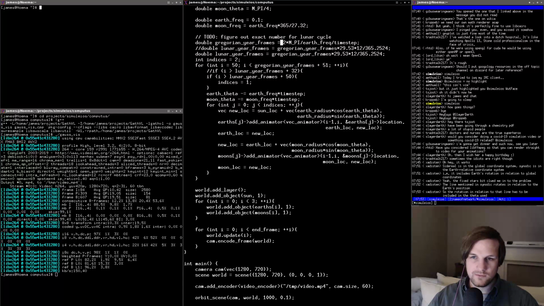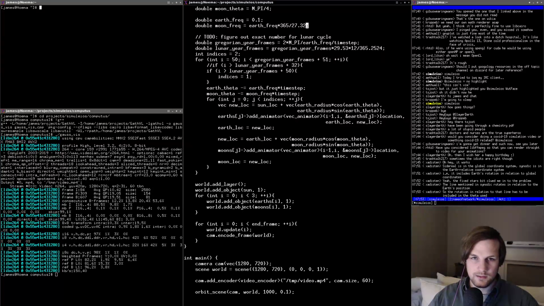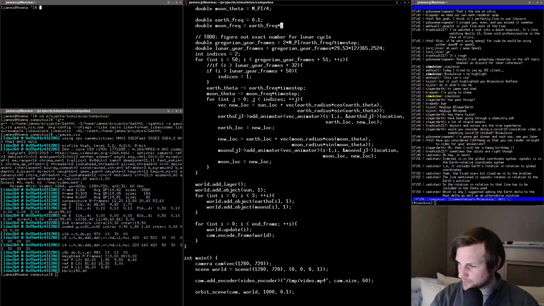The lunar year frames. Let's just DD here. Nice. So let's try that out. So this should be the moon frequency. I'm reading your thing right now. Earth frequency times 365 times 12. So we'll do 365 times 12 divided by 354. Which again, 365 is the number of days in the solar year. 354 is the number of days in the lunar year, so 12 lunar months.